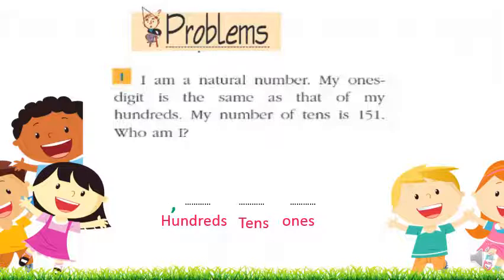Okay, then my number of tens is 151. So in the tens place, we can put only one digit, which is 1. Then we put 5 in the hundreds place, and we put 1 in the thousands place. Why? Because the number of tens takes the tens and the numbers above it. Okay, now my ones digit is the same as that of my hundreds, so the ones digit is 5, then the number is 1515.